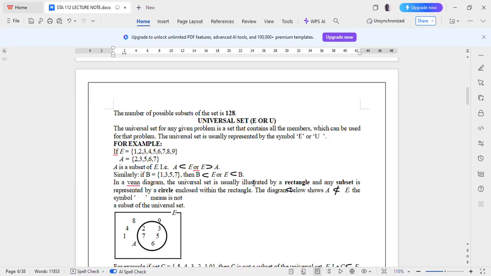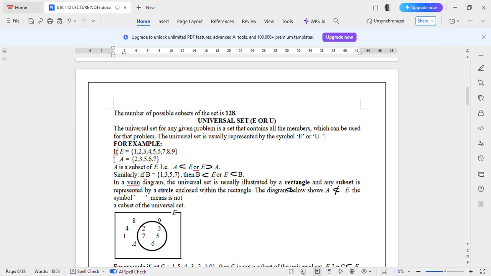The universal set is usually represented by the symbol E or U. That's the way it is written, as a symbol, not as the letter E and likewise not like the letter U. But let's take this one as a universal set, so this or this as a universal set.